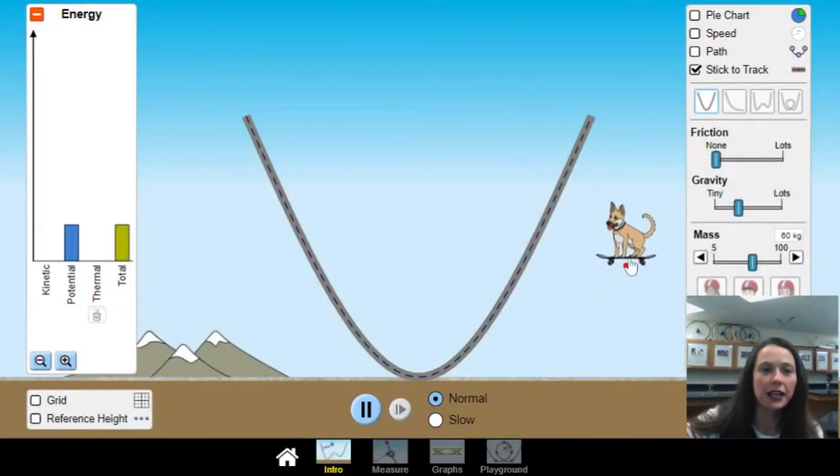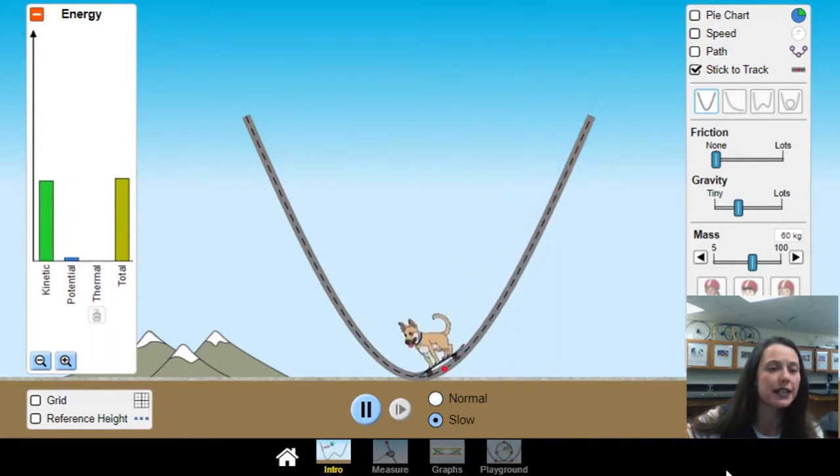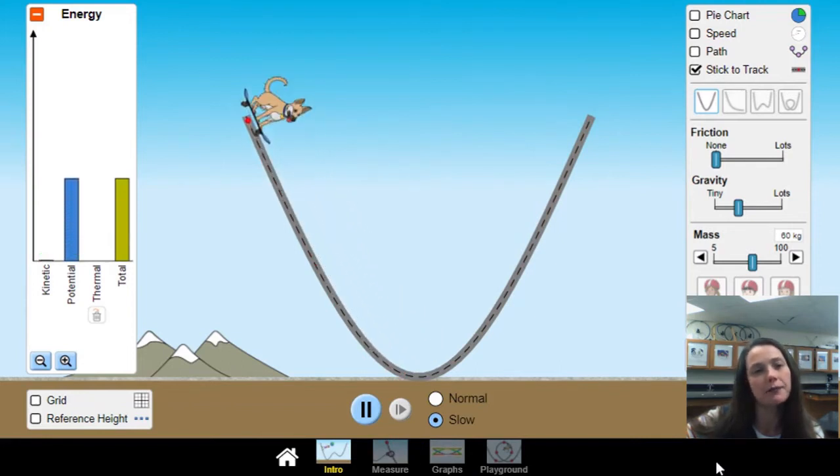Let's restart the simulation, but this time focus on what's happening to the bar chart over on the left side. I'll slow it down again to see what's happening more clearly. What do you notice about the types of energy and what the bar chart might represent?